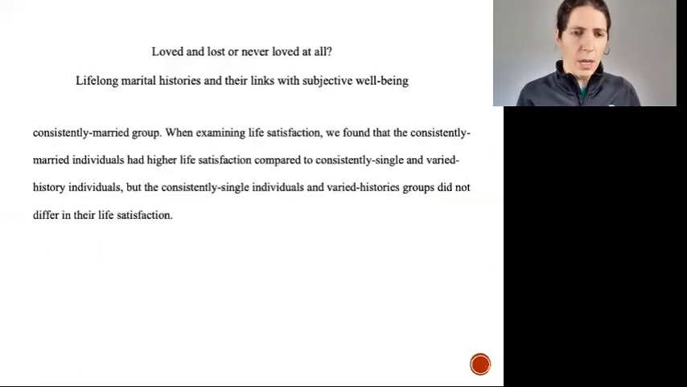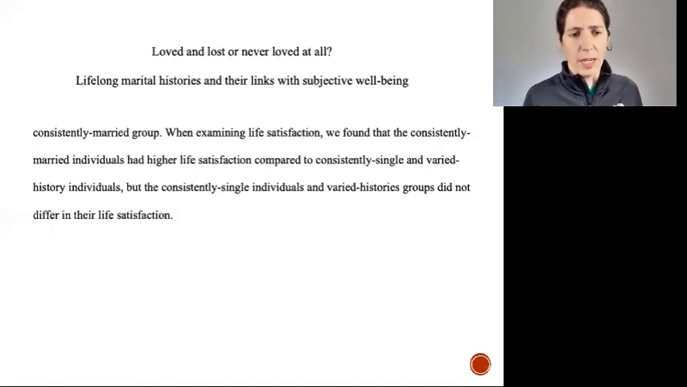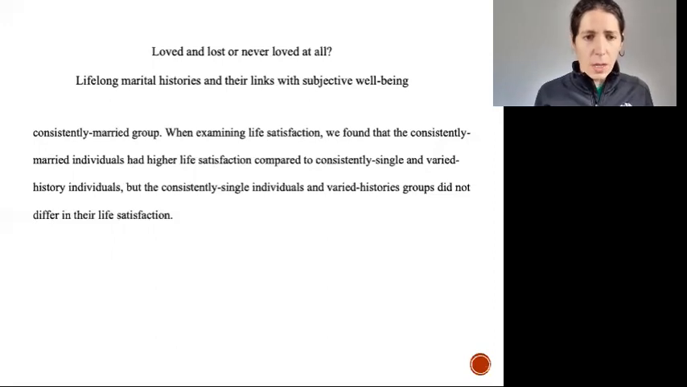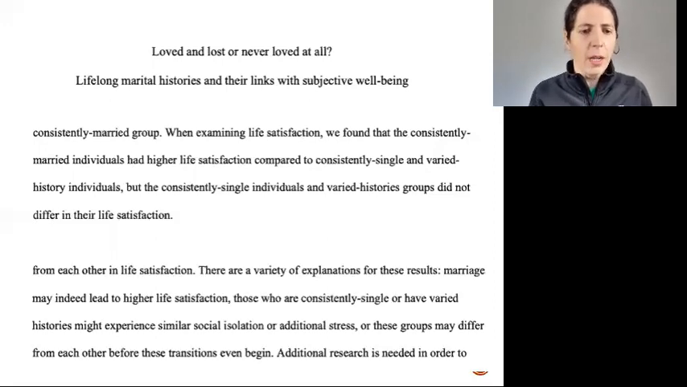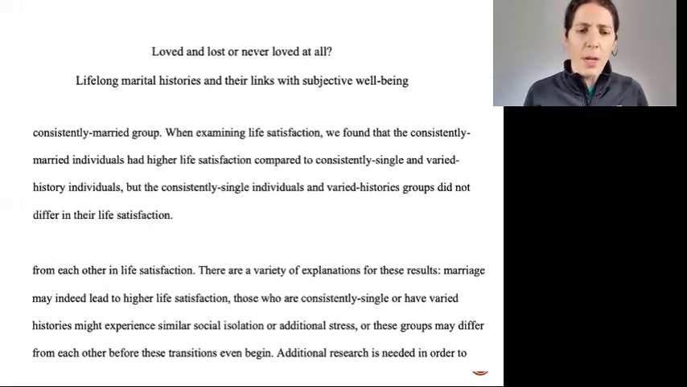In the discussion section, they said that while they found that the consistently married individuals had higher life satisfaction, actually in the next paragraph they say, there are a variety of explanations for these results. So marriage may indeed lead to higher satisfaction, X may cause Y. And then they say, or these groups may differ from each other before these transitions even begin. So that's an alternative explanation. That's a third variable explanation. That maybe there's something different between the people who end up getting married and staying married and the people who end up either never getting married or splitting up beforehand.